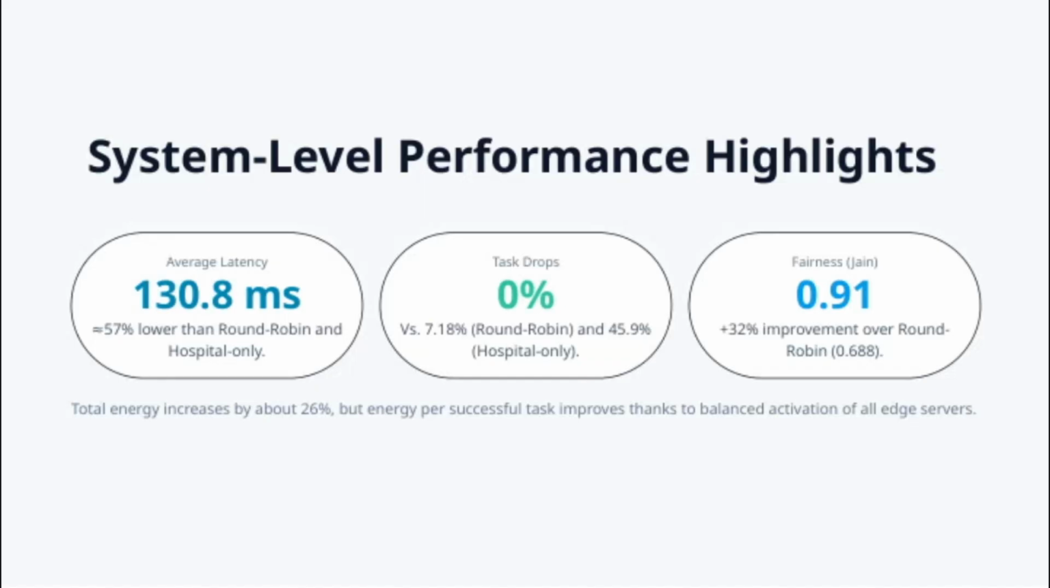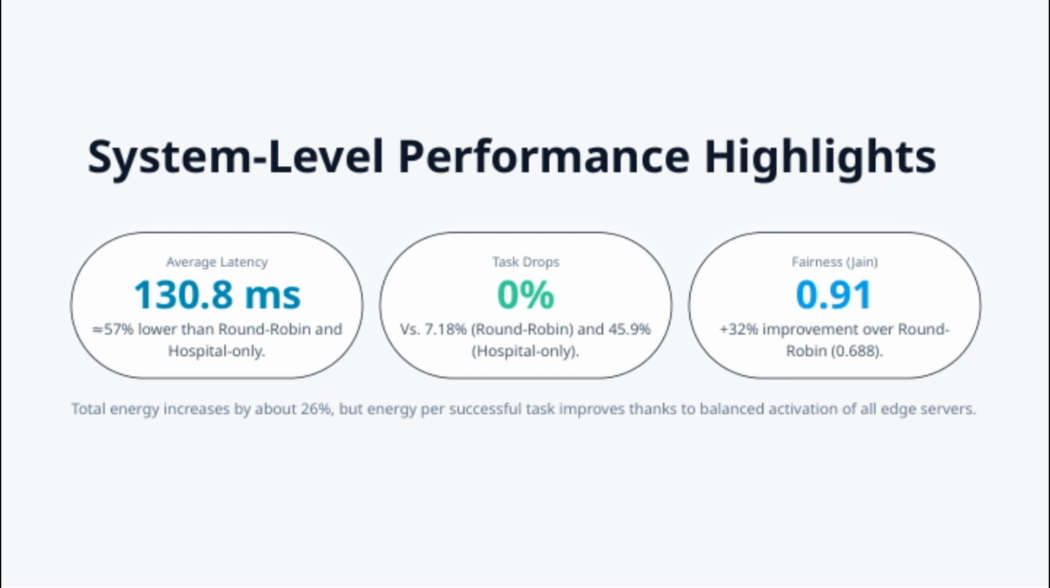Now let's look at the overall system performance. First, while total energy consumption increases by about 26%, this is actually offset by a significant improvement in energy efficiency per successful task. Thanks to the balanced activation of all edge servers, each task consumes less energy overall. In fact, we see a 32% improvement over the traditional round-robin approach, reaching an energy efficiency score of 0.688. This indicates that our method makes better use of resources, reducing waste while maintaining high performance.